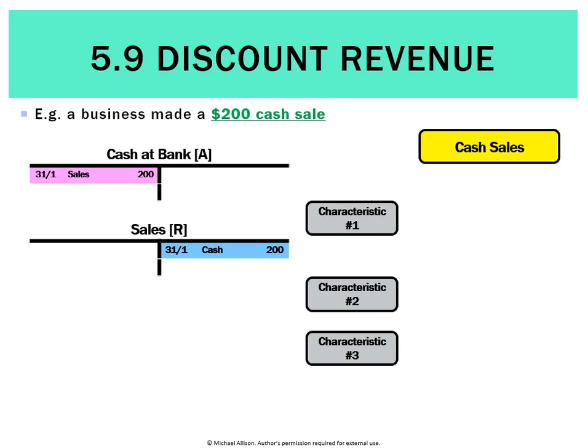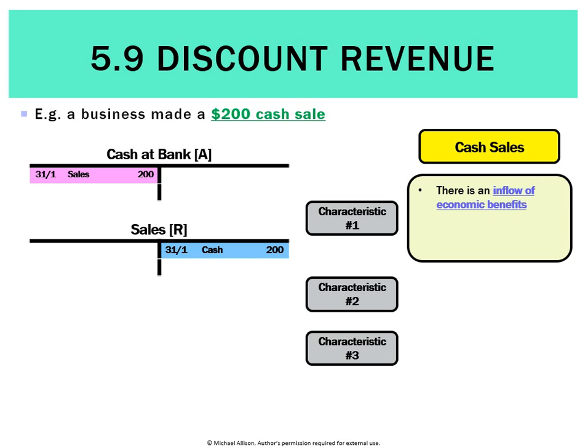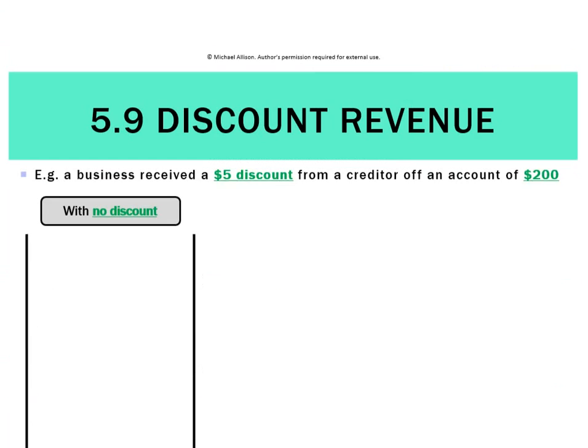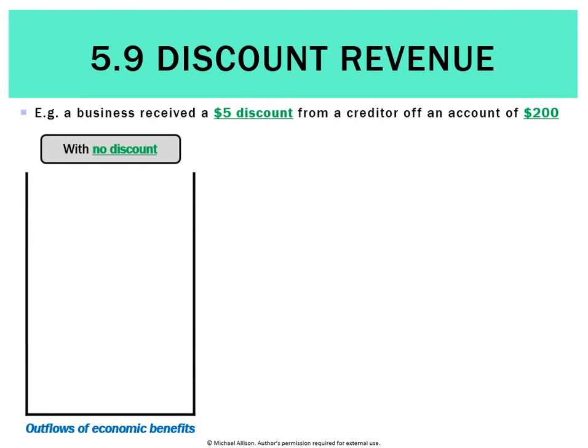Going back to our definition, why is this revenue? That's because there's been an inflow of economic benefits in the form of cash. There's been an increase in assets, in this case the cash at bank asset, and ultimately owners' equity has gone up. But looking at a situation where we've been given a $5 discount off an account of $200 from a creditor, we need to figure out what would have happened if we didn't get the discount.